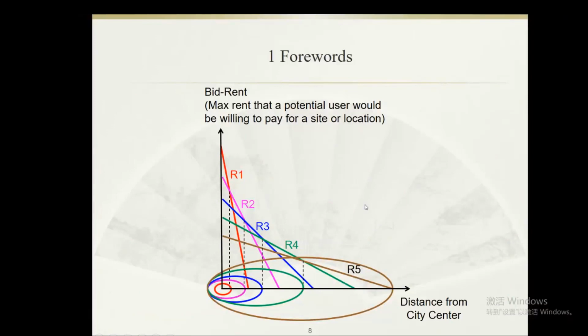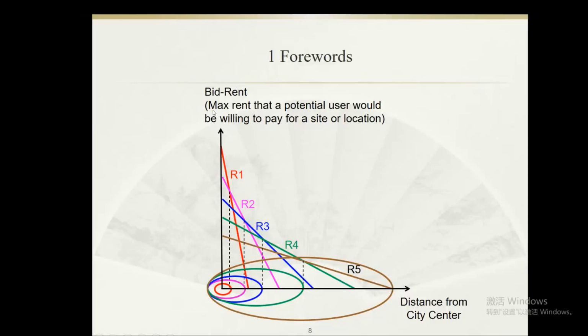Okay, the second part in my forwards is bid rent theory. It is, in fact, an economic theory, but it is very useful for our urban or regional development planning or operation. What is bid rent theory? This is the city center. This is downtown. And this axis represents the distance from the city center. And this one is the bid rent.